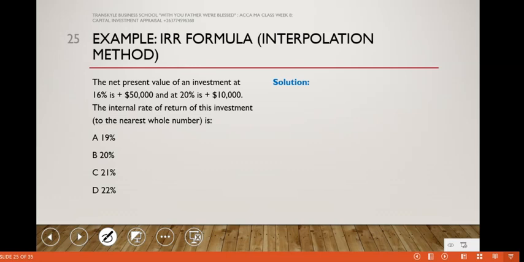Now, the NPV of an investment at 15% is 50,000, and at 20% is 10,000. The internal rate of return of this investment, to the nearest whole number, is, in this case, although in our formula we had said that you just have to use NPVs where one is positive and the other negative, in this case we are given all positive NPVs, but you mustn't get lost because of that.